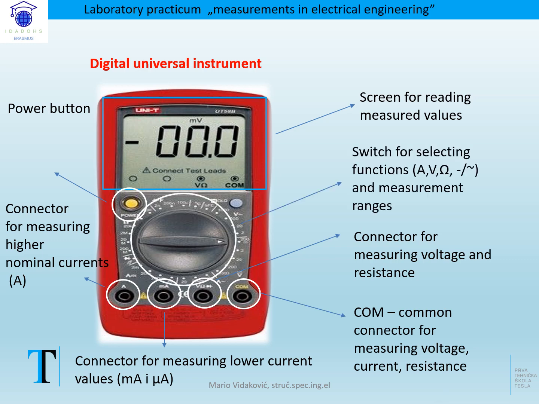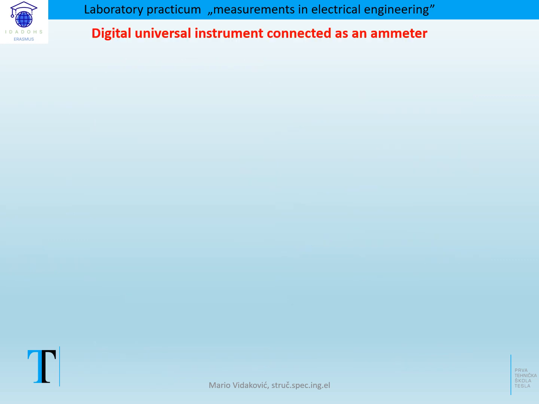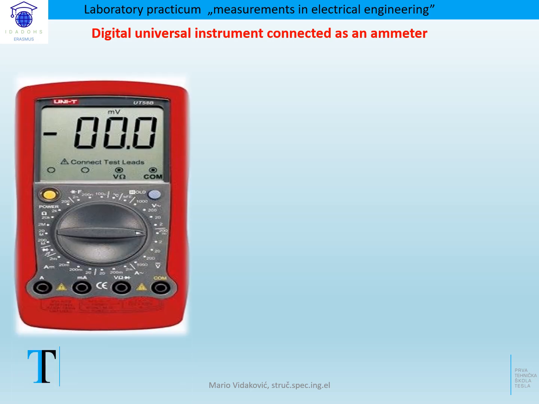This part is the switch for selecting functions: amperes, volts, ohms, direct current, alternating current, and so on, and measurement ranges. Digital universal instrument connected as an ammeter. In this practice, we are going to use the digital universal instrument to measure the current in the circuit.